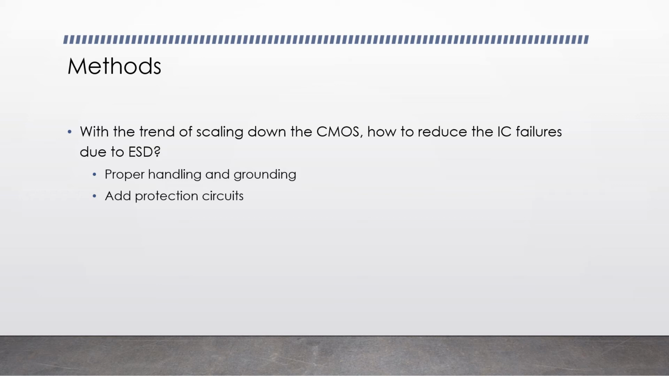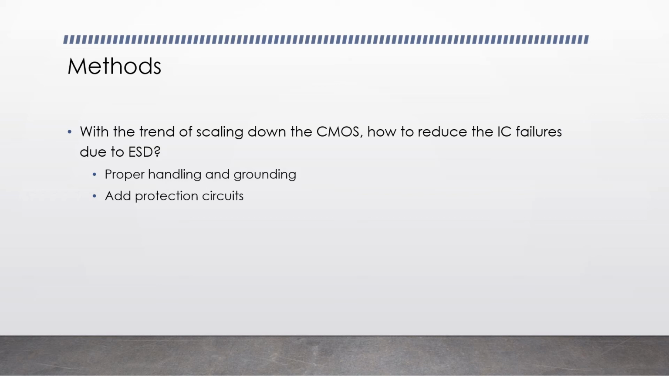ESD damage occurs when people, robotic arms, and other equipment in manufacturing environments handle devices. It also comes from the charge storage of the package itself. ESD is a subset of EOS. IC failures due to ESD can be reduced in two ways.